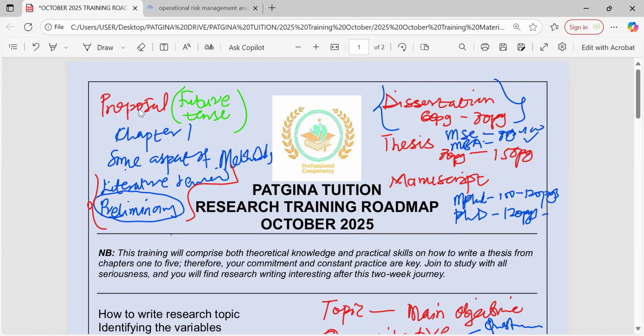Then I will teach you that, because this is chapter 1, if you want to convert it into a proposal, it becomes, the study will determine the impact of training on employee performance. Have you seen? The study will help other researchers to, we will just change the tenses to make it future tense. When we turn it back to past tense, we have gotten our chapter 1. Are you okay? Okay. I'm okay.